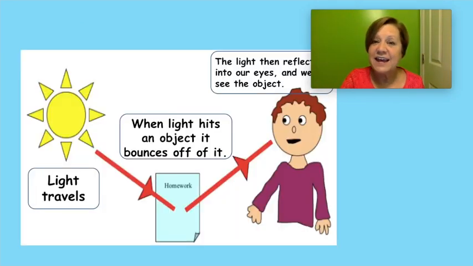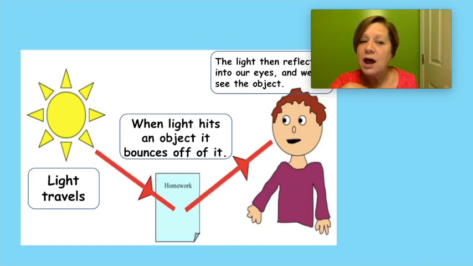Now let's look at this diagram. Light travels, it hits the homework, and when the light hits the object, it bounces off of it. And then the light reflects into our eyes, and we see the object.